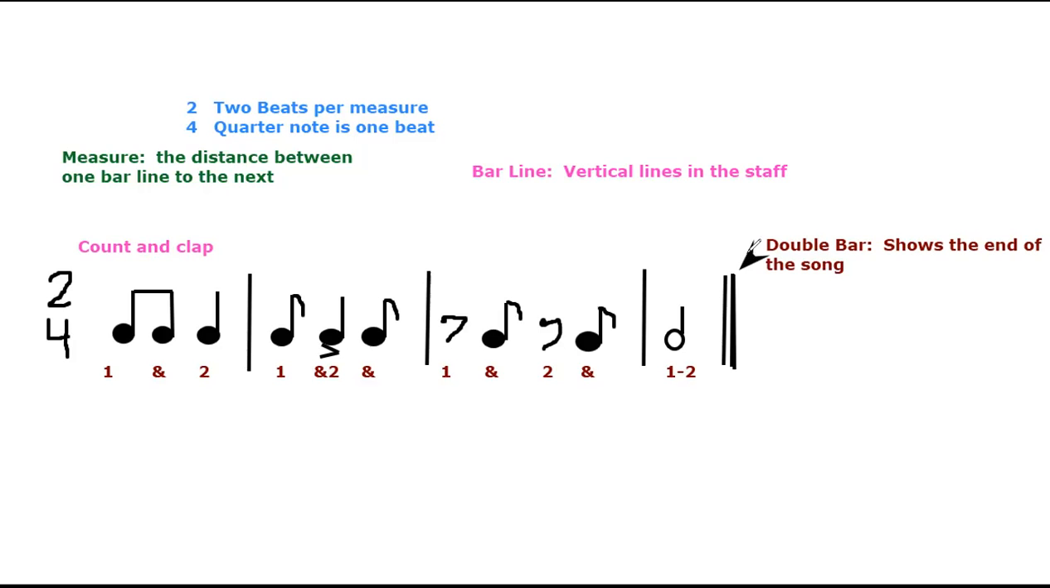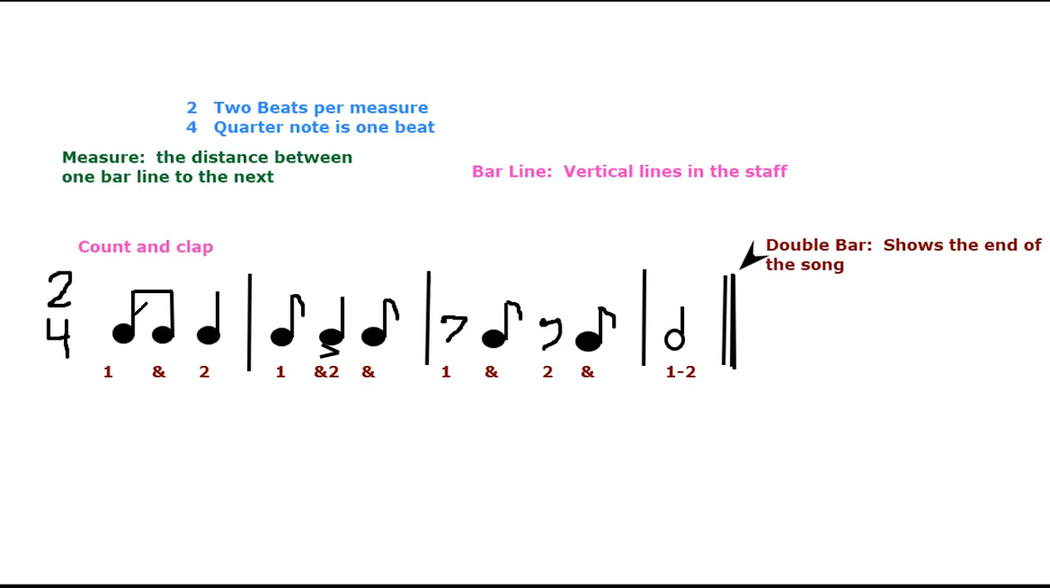At the very end of the song, this arrow is pointing to a double bar, and that shows the end of the song, or sometimes a section, but most often the song. So if you have just single lines, that means it's just a measure, and a double bar is at the end of a song. Shows you that it's finally over.